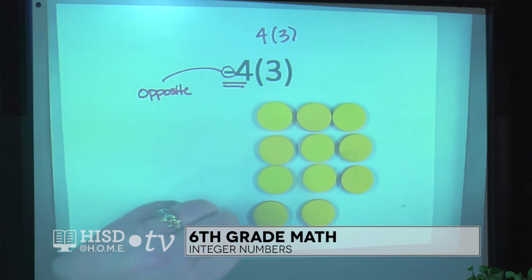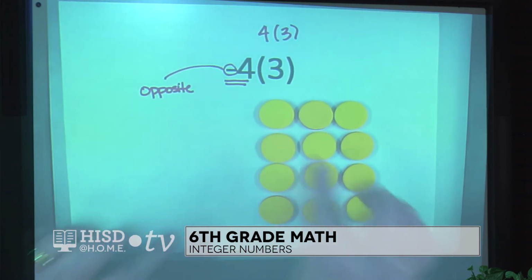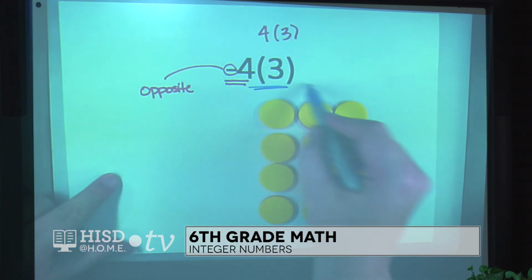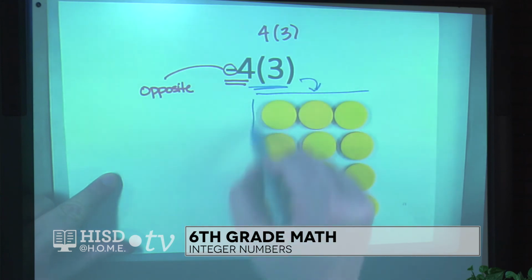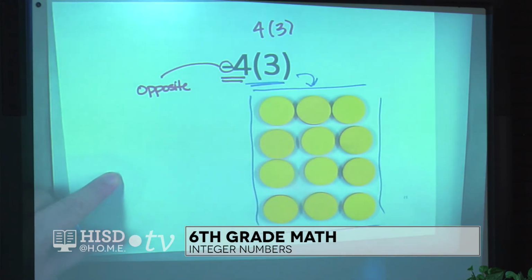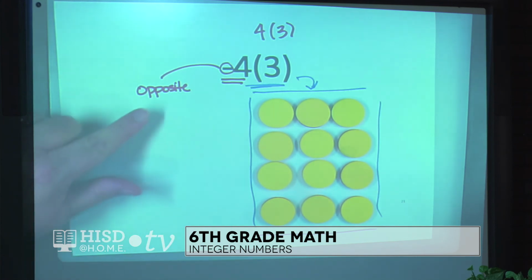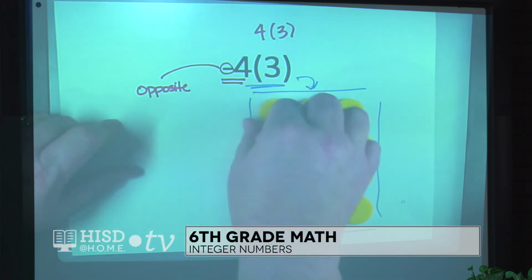All right, so right now I have 4 groups of 3. That's what I have right here. How much is that, by the way? 4 groups of 3? That's right, it's 12. But now I have to take the opposite. It's telling me to find the opposite. So the opposite of 12, guess what happens?